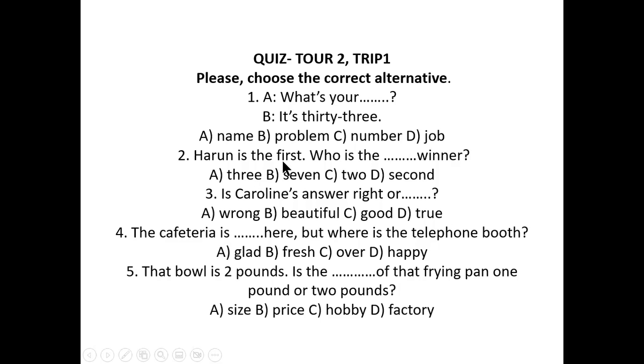Harun is the first. Who is the blank winner? 3? No. 7? No. 2? No. Second? Yes. Because it says in the example sentence, Harun is the first. Who is the second? Okay. Is Caroline's answer right or blank? Beautiful? No. Right or good? True? No, because the opposite of right is wrong.